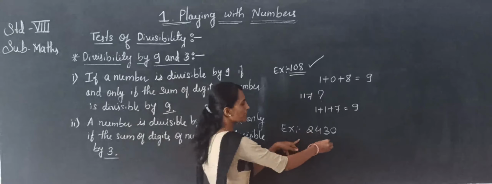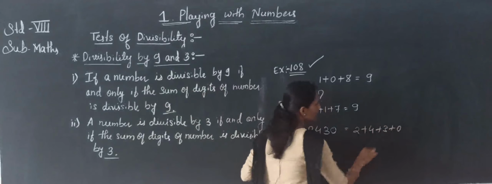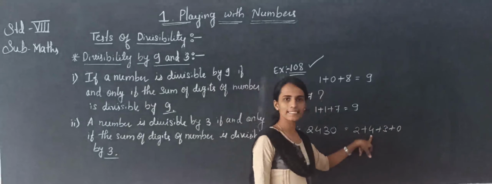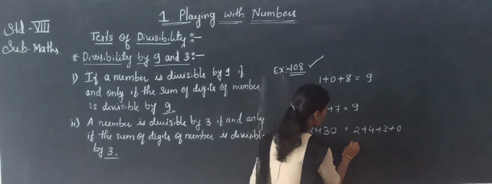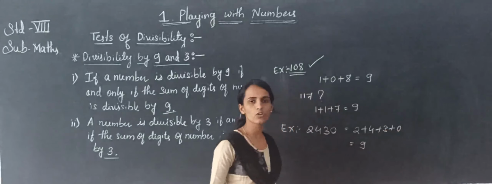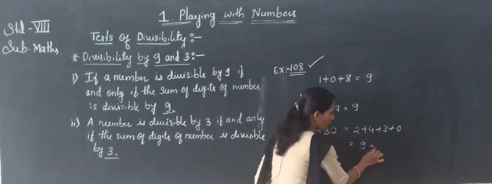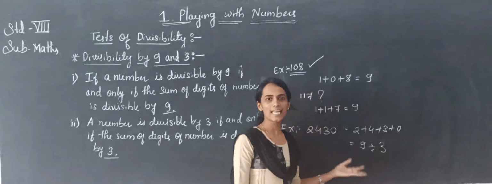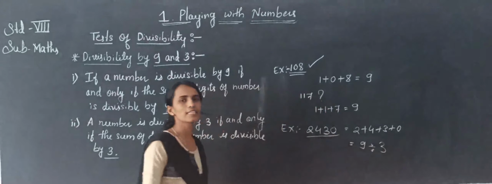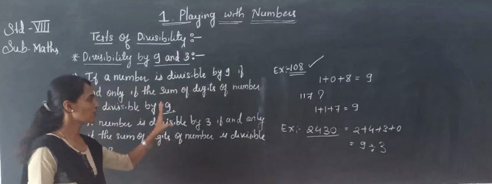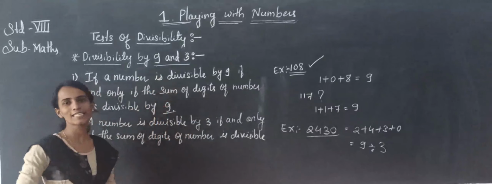So add all the digits: 2 plus 4 plus 3 plus 0. 2 plus 4 is 6, 6 plus 3 is 9, 9 plus 0 is 9 only. So the sum of all the digits is 9. Whether this 9 is divisible by 3 or not? Yes, 3 threes are 9. So 9 is divisible by 3, which means 2430 is also divisible by 3. Got it now? Both are similar, only instead of 3 you have to use 9.